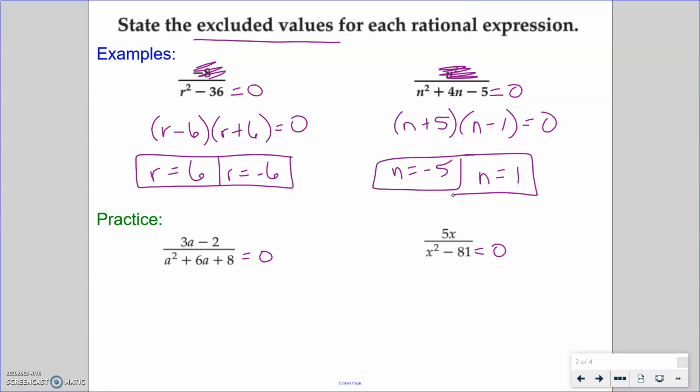Go ahead and pause the video and try these 2 practice problems you see right below, and then unpause it when you're ready to see the answers.